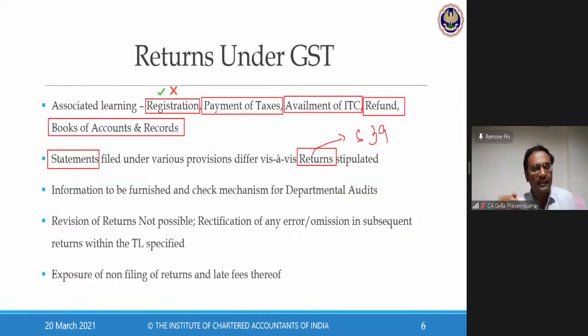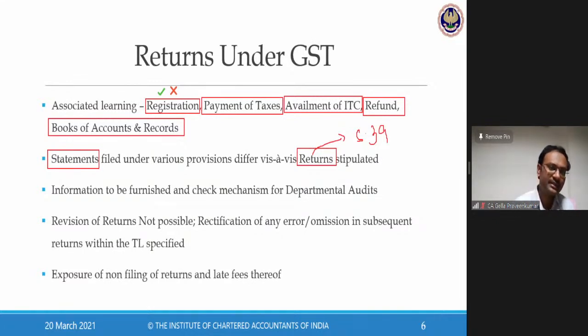In e-way bills filed for a particular month, you have disclosed a turnover of 40 lakhs. But in your GSTR 3B, you have disclosed a turnover of 25 lakhs. There's a gap. They'll say 40 lakhs is what you have shown in your e-way bill, 25 lakhs is what you have shown in your GSTR 3B. There's a mismatch between these two pieces of information. This is what is sought by the officer when they compare the information.